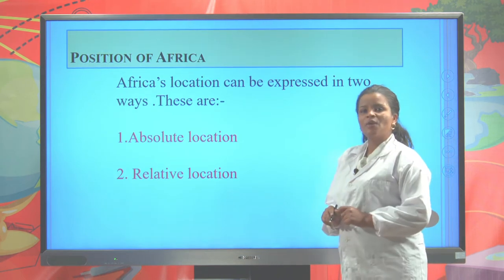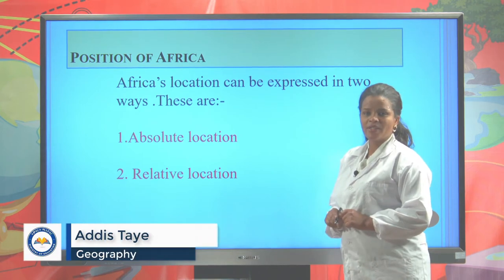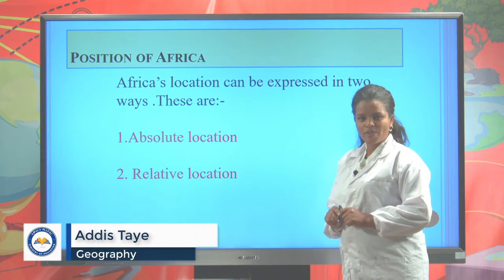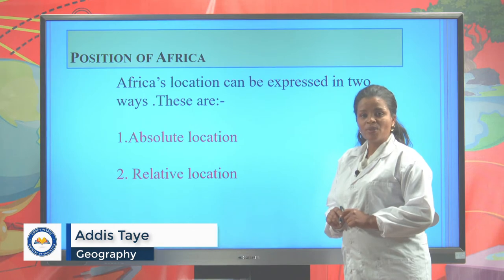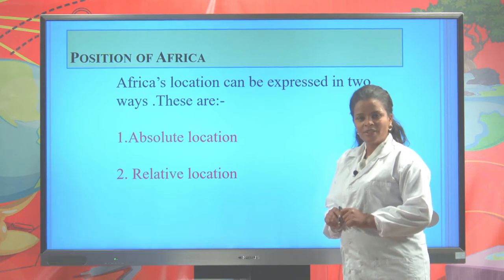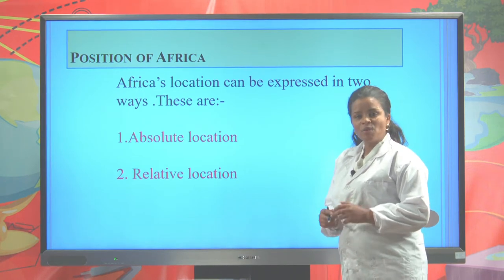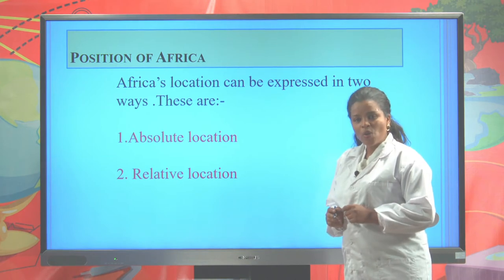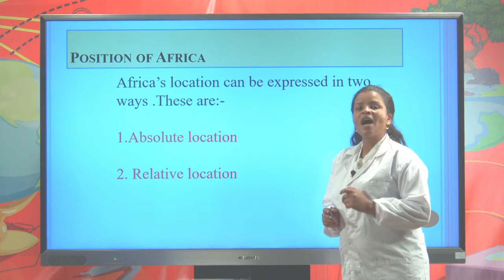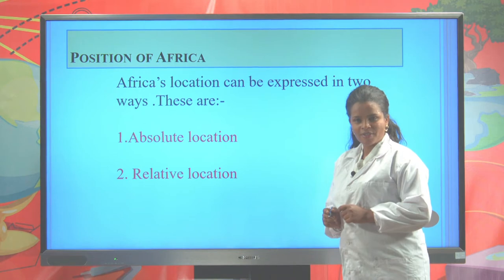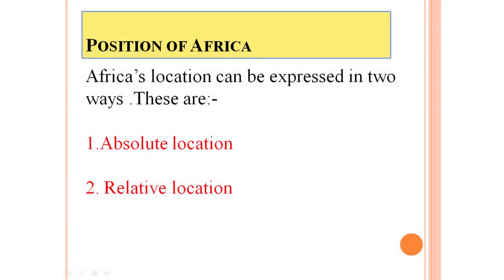When we look at the location of Africa, it can be expressed in two ways. These are absolute location and relative location. Absolute location shows the location of an area by using an astronomical grid reference. Relative location shows the location of an area with reference to land bodies and water bodies.